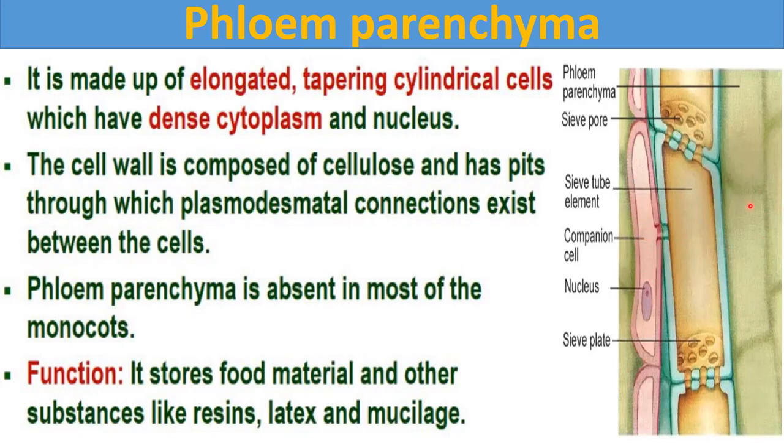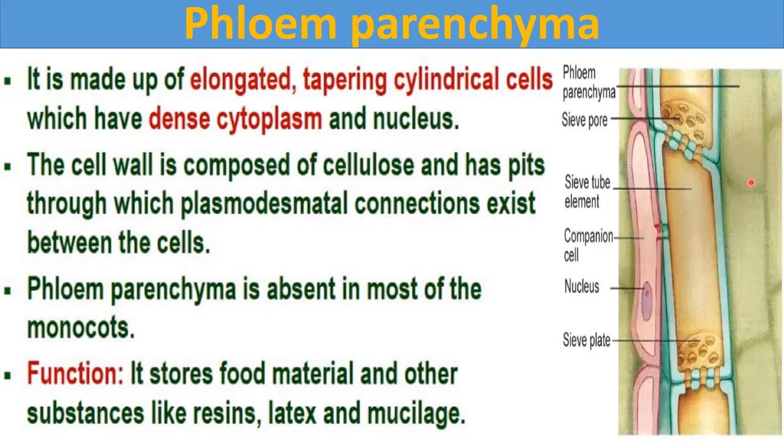So these have dense cytoplasm and these have a nucleus also. Now the cell wall is composed of cellulose, which means their cell wall is made up of cellulose and has pits through which plasmodesmatal connections exist between the cells. So these cells are connected with each other.